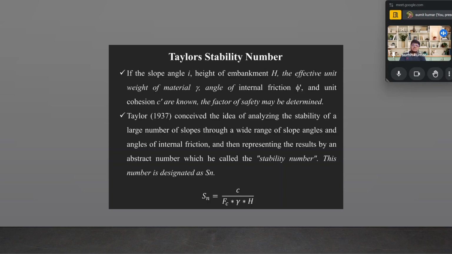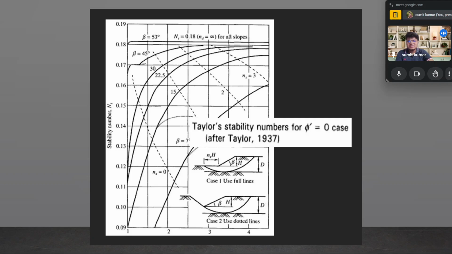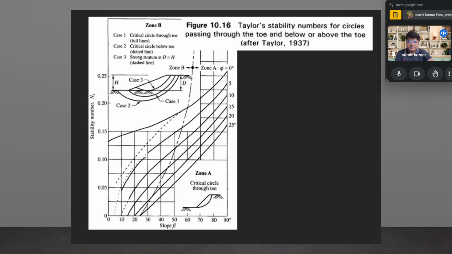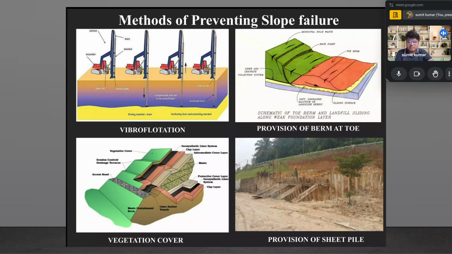That's not a different thing. Here C is the cohesion, gamma is the unit weight of soil depending upon the soil condition, H is the height of the slope and Fc is nothing but the factor of safety. As you can see, a graph is also presented for the same for beta and many more things. The Taylor stability number for the phi equal to 0 case was provided in Taylor's 1937 paper only, and the Taylor stability number for the circle passing through the toe and below or above, different graphs are also presented.